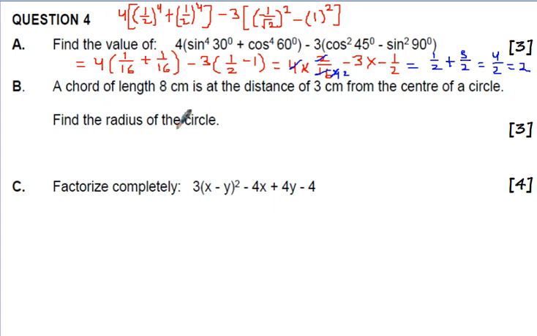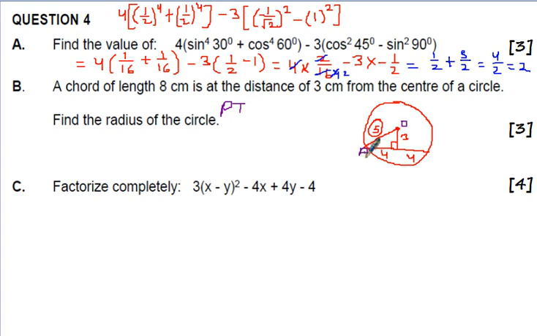Now, chord of length 8. So you can draw the diagram for understanding, or it's fine. So chord of length 8, so 4, 4 in 2 parts because the perpendicular drawn from center to chord bisects the chord, and the distance is given 3. Okay, find the radius. You can do it mentally, if you know the Pythagorean triplet, 5 is the answer, but you can write it using Pythagoras theorem.